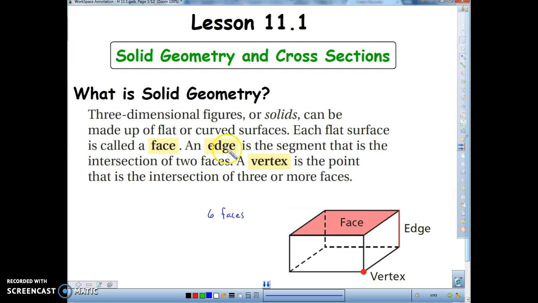The edge is the segment that intersects the two faces. So the edges of our figure would be these segments that connect the two faces. If you were to count all the edges in this figure, I would start from the top and count all the edges around my top face, so that would be 1, 2, 3, 4. Don't forget to count the edges along the side, 5, 6, 7, 8, and then the edges along the bottom of the figure, so that would be 9, 10, 11, and 12. So we have 12 edges.